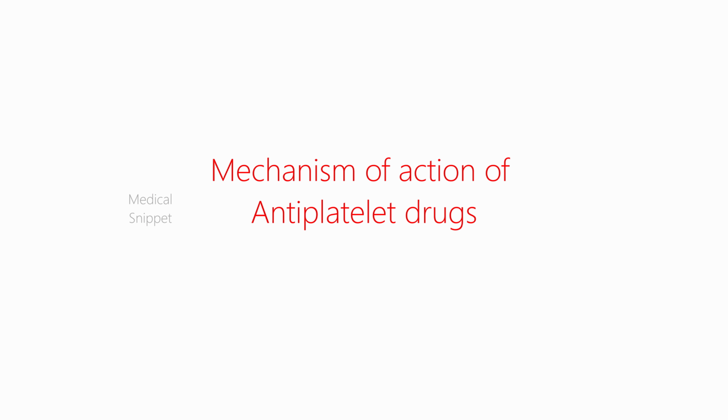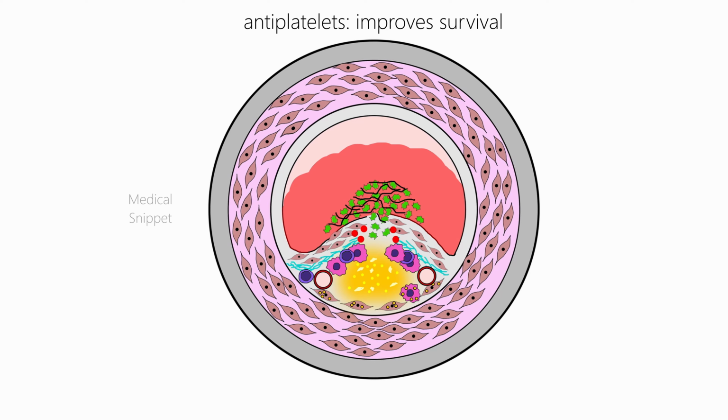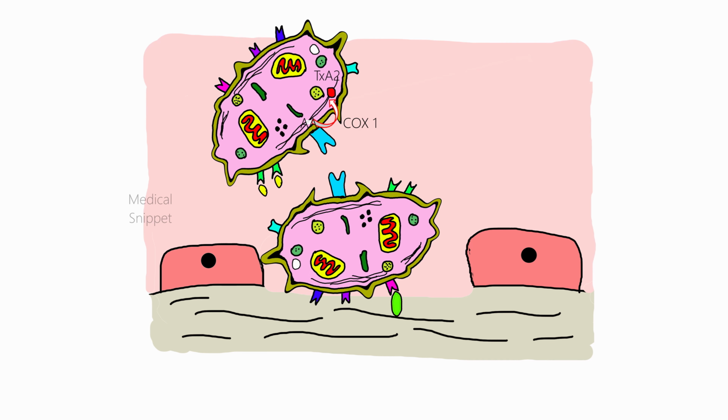Now let's discuss the mechanism of action of antiplatelet drugs. The most common mechanism of acute coronary syndrome is a thrombotic event due to rupture or erosion of an atherosclerotic plaque. The pathophysiology of platelet activation plays a very important role in this thrombotic event. Thus, antiplatelets play a very important role in the treatment of acute coronary syndromes. There is evidence that antiplatelet treatment can improve survival in these patients. Let's discuss them one by one.